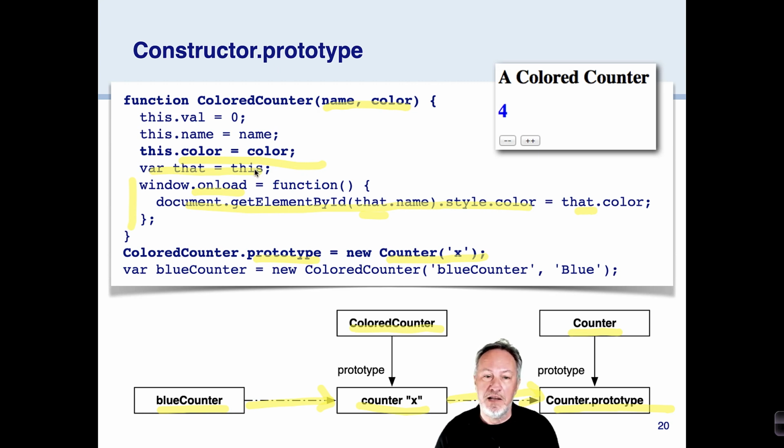So by assigning this, that is, this being the instance of the colored counter, to the variable that, now we have a perfectly ordinary variable that we can pass around, and now that.name is not the name of the window, but it's the name of our colored counter. And that.color is going to be the color of our counter. So that's a little bit of a syntactic trick here to get around the special behavior of this.